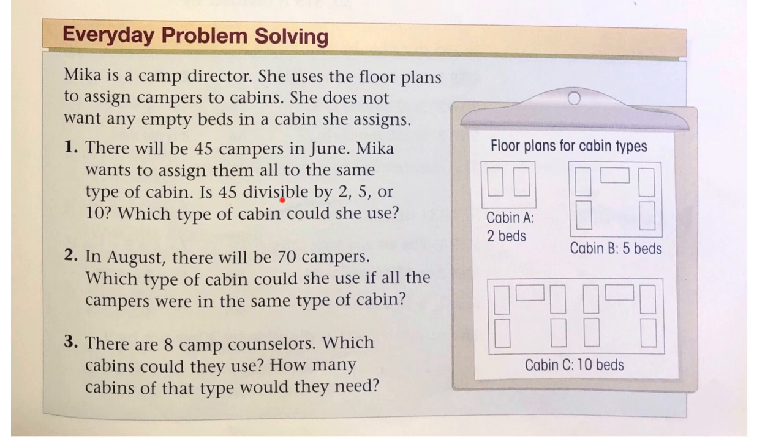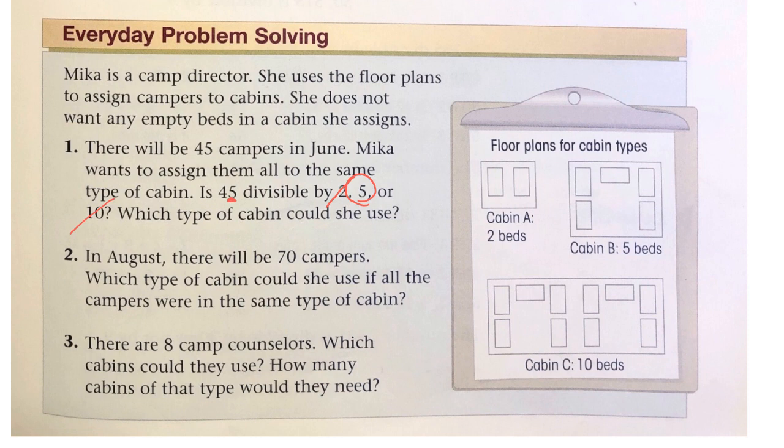Is 45 divisible by 2, 5, or 10? So which type of cabin should she use? The one with 2 beds, the ones with 5 beds, or the one with 10 beds? So is 45 even? No, it's not even, so you can't put a 2 in it. It ends with a 5, so we can divide by 5. It does not end with a 0, so we can't use a 10 to divide into 45.